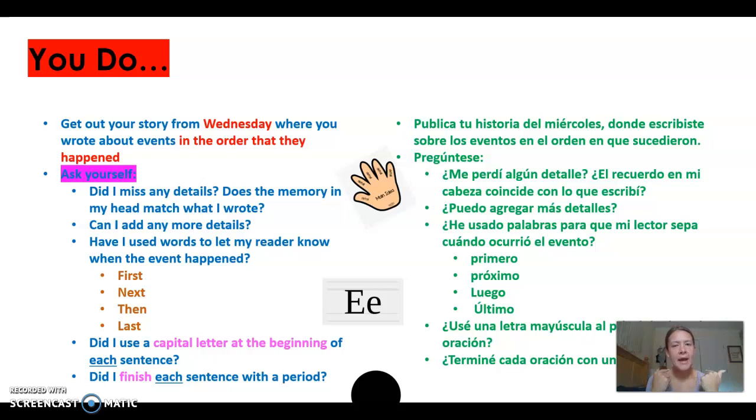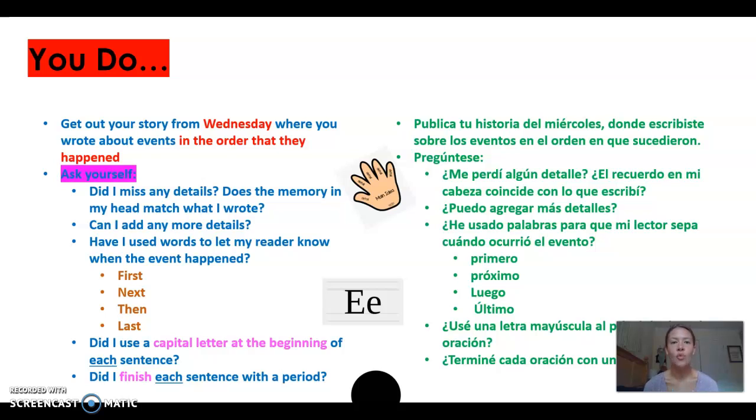And as you read back over your story, I want you to ask yourself, did I miss any details? Does the memory in my head match what I wrote on paper? Or is there something else I left out that I need to go back and add in? Can I add any more details to make my story more interesting? Maybe some dialogue, or maybe you need to let your reader know how your character is thinking or feeling or what's happening with them. And then have you used words to let your reader know when the event happened?